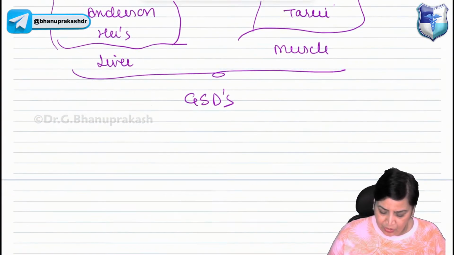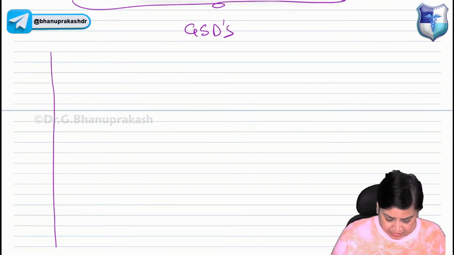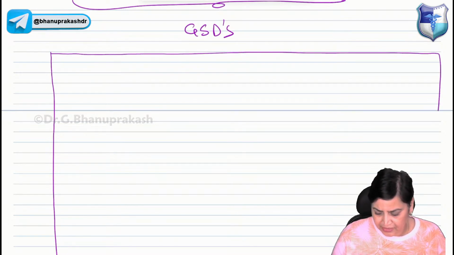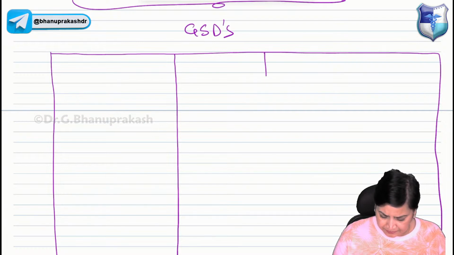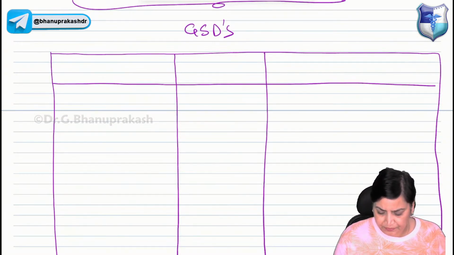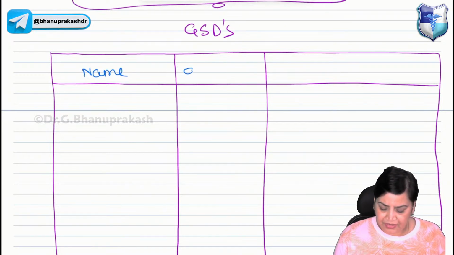Clear? So now I'll just summarize all the glycogen storage disorders so that you can just go through this, so it will be easier for you. Enzymes, I'll also write. Right? So here I'll simply write the name. Here I will write the deficient enzyme and here I'll write the clinical features.